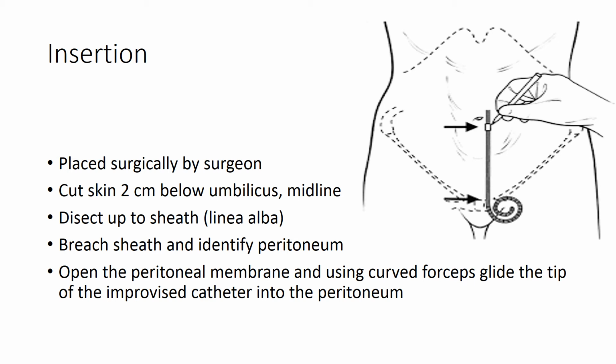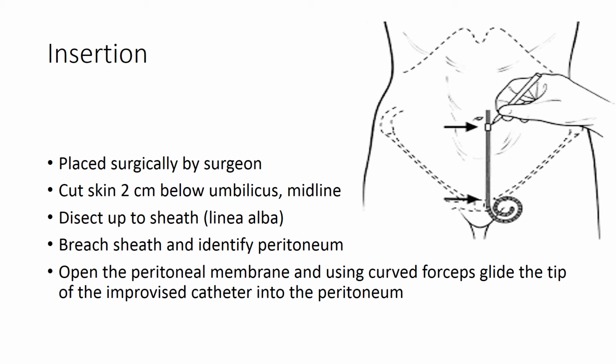In terms of insertion, when we are using Tenckhoff catheters, as you know, we would, as physicians, do this bedside in an emergency. We wouldn't necessarily wait for our surgeons. We do it bedside using the Seldinger technique. But when we use nasogastric tubes in our unit, we ask our colleagues from pediatric surgery to come and place the nasogastric tubes. As usual, these are placed about 2 centimeters below the umbilicus in the midline.